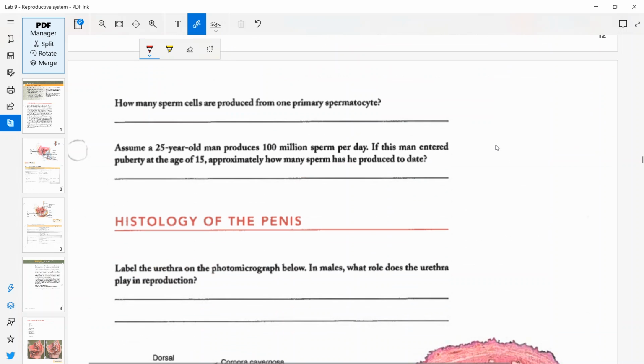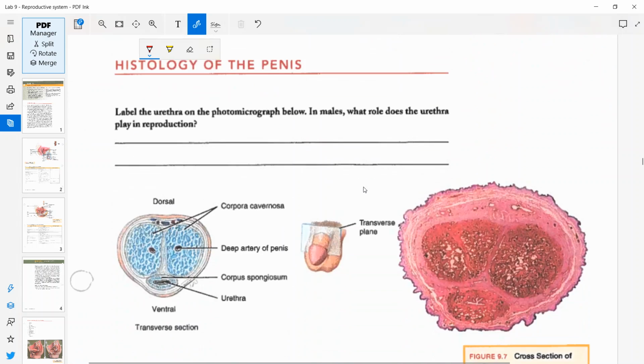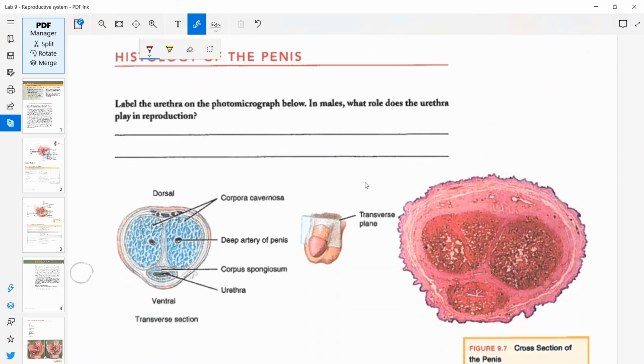Now, one primary spermatocyte produces 4 sperm cells. Now this arithmetic exercise, you can do it if you want. Okay, you can multiply 10 by 365 by 100 million, and then whatever. I'm not gonna ask any number questions. That's ridiculous.